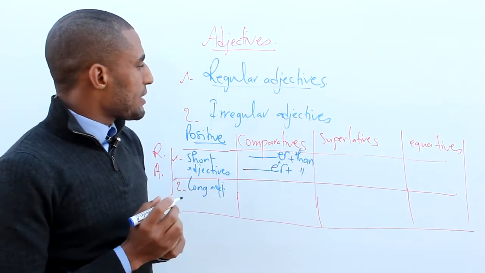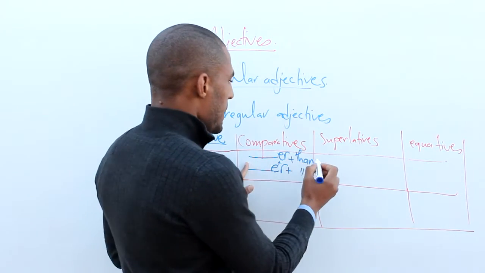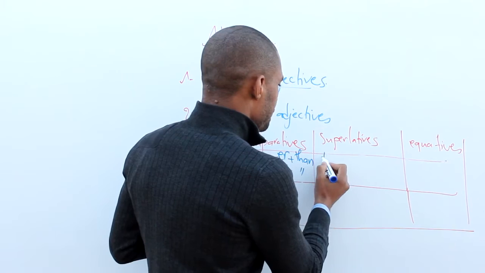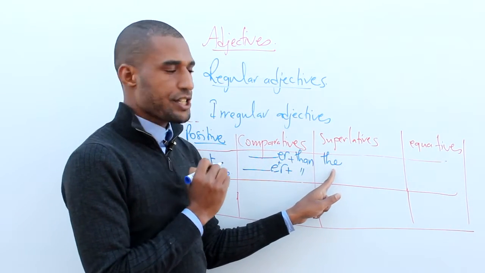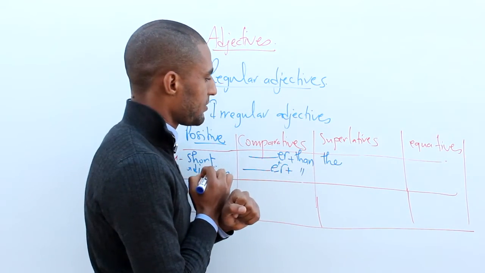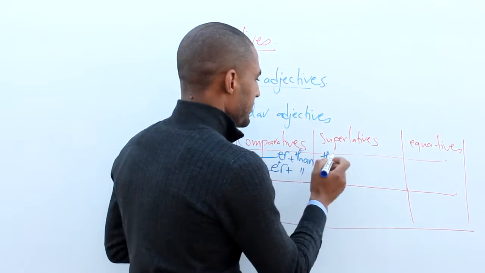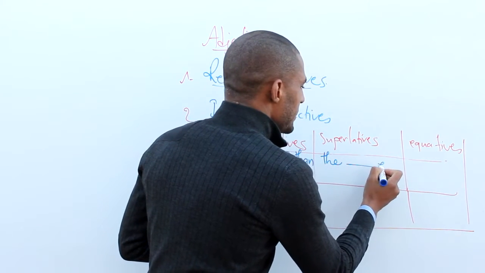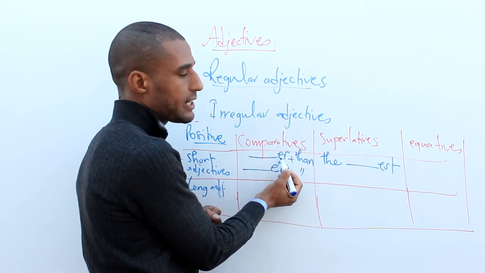Now, for the superlative form, short adjective, right? We add, first of all, the, right? This definite article is very important to precede, let's say, the adjective. And then the adjective plus est at the end. This is for this first case, okay?